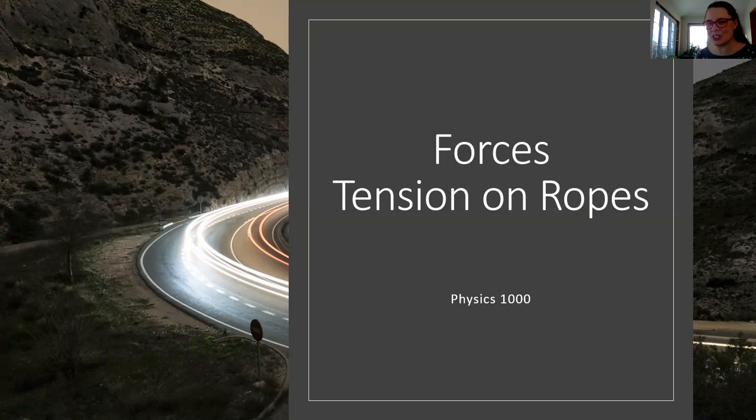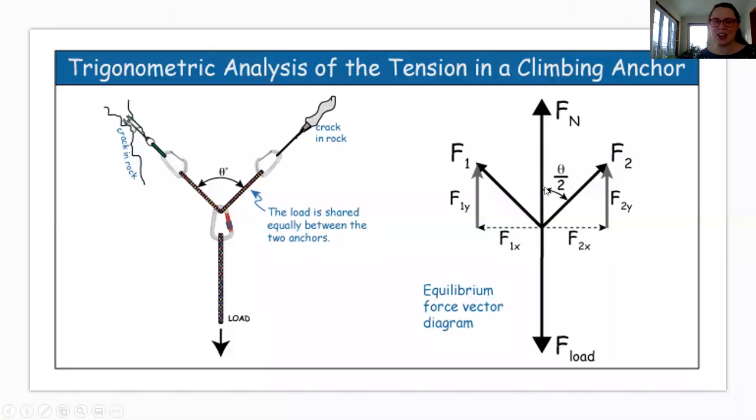So with that said, let's jump into this section, and calculations should be pretty easy. I've taken this section from climbing, because doing a rescue and climbing have a lot of similarities. This was a great graphic that I borrowed from the internet. It's a trigonometric analysis of the tension in a climbing anchor. So let's say you have somebody climbing, they've got an anchor set up, and the load or the individual is down below.